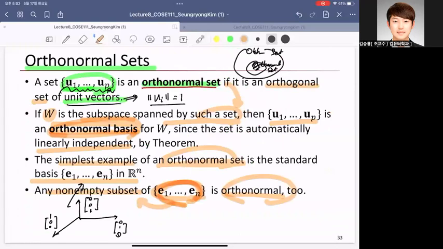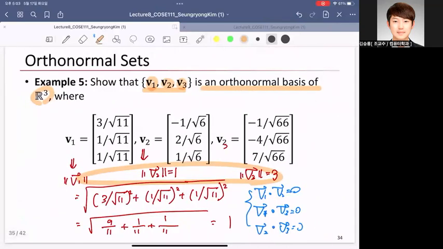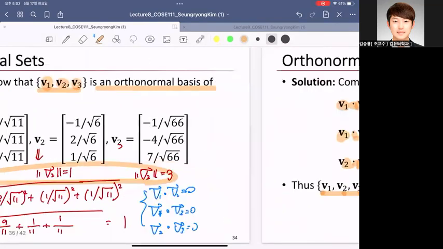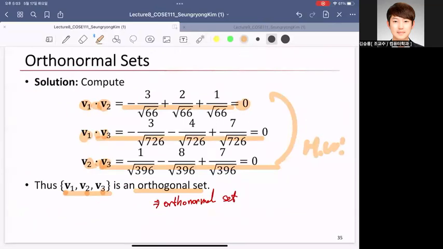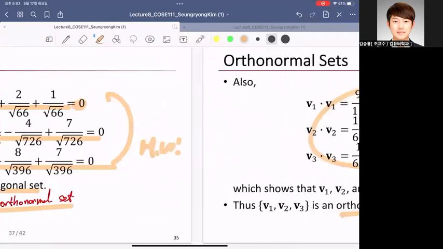We also discussed the orthonormal set. An orthonormal set is similar to an orthogonal set. The main difference is that the length of each vector in an orthonormal set should be 1, so it should be a unit vector. Looks like this. Here are examples of an orthonormal basis, because the length of each vector was 1, and the inner product between each pair was 0. So v1, v2, v3 is an orthonormal set.